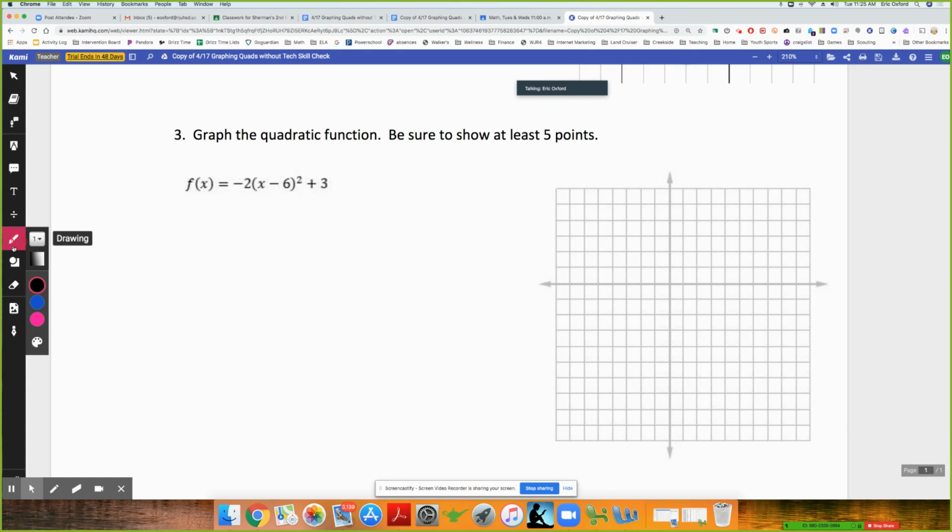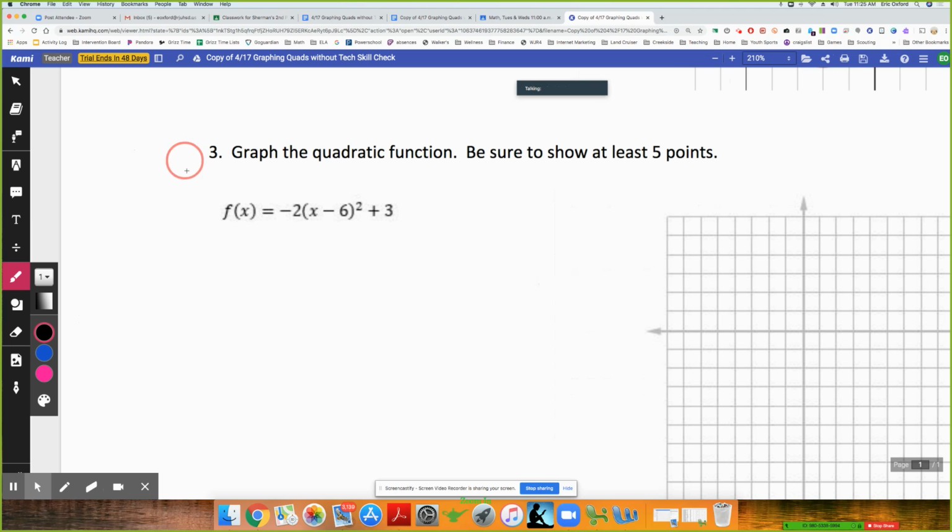Let's see if I can get this thing to work. Okay, see if it's going to work for me. No, how about that? Okay, so we'll forget the drawing pad. We're still learning that. So we'll go to drawing here.